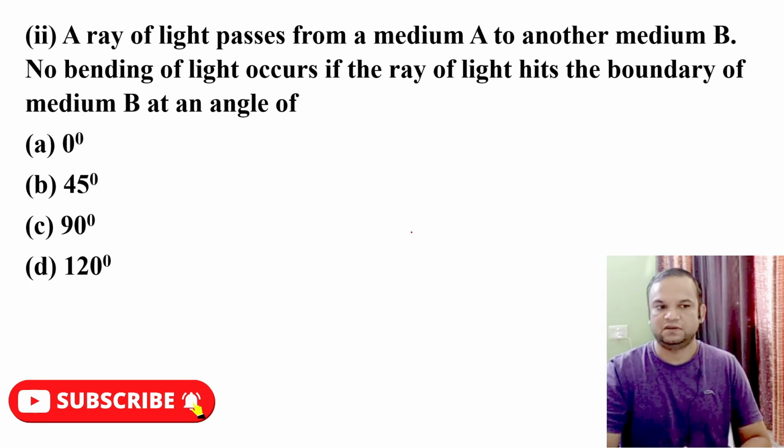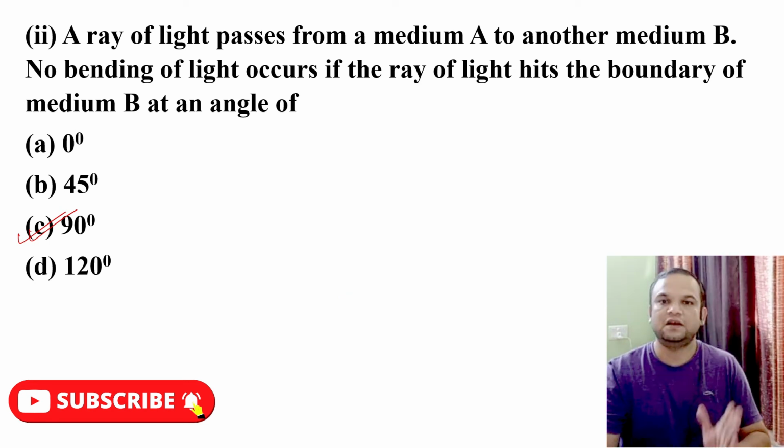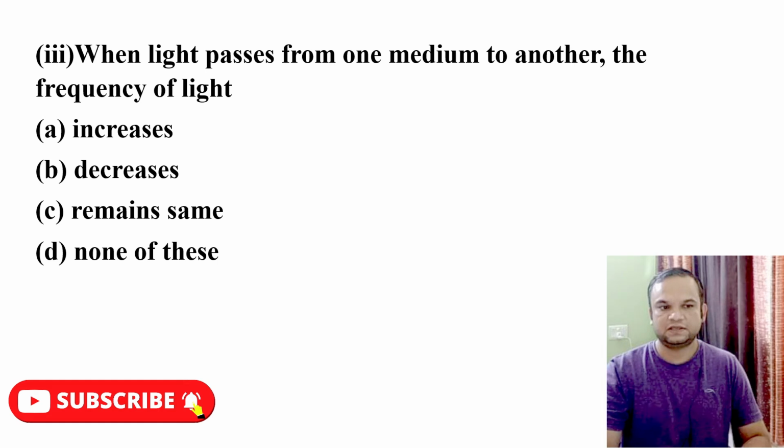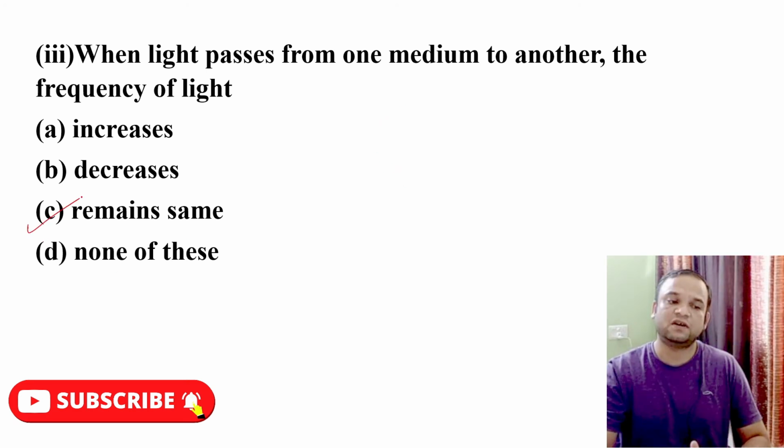In the next question, a ray of light passes from medium A to another medium B. No bending of light occurs if the ray of light hits the boundary of medium B at an angle of. If the ray of light hits the boundary of the medium at 90 degrees, then the deflection or the deviation will not be seen, and that is why the answer will be option C, 90 degree. Third question is, when light passes from one medium to another, the frequency of the light. Whenever the light moves from rarer to denser medium or denser to rarer medium, the frequency of the light does not change and it remains the same. So the answer is option C.